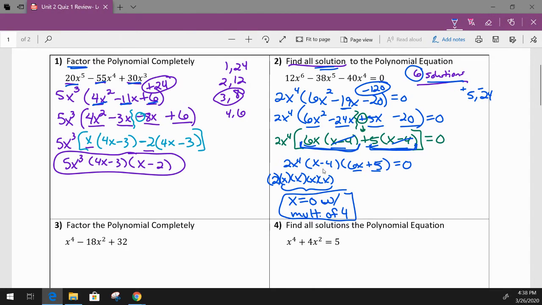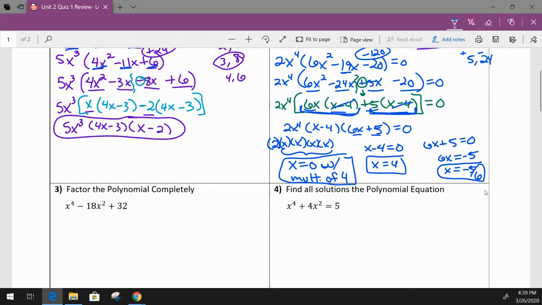So the next factor that we have is x minus 4. If I take the x minus 4, set that equal to 0, add 4, I get x equals 4. So that's my 5th solution. And then take the 6x plus 5, set that one equal to 0, subtract your 5, you get 6x equals negative 5, divide by 6 and x equals negative 5/6, and that is your last and final answer. So 4 solutions of 0, 1 solution of 4, and 1 solution of negative 5/6.